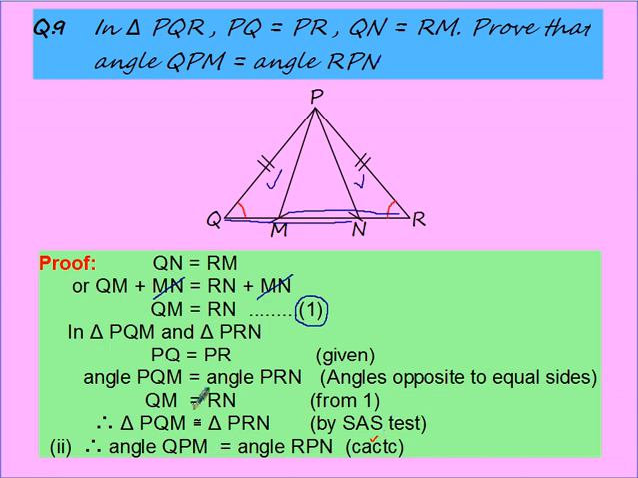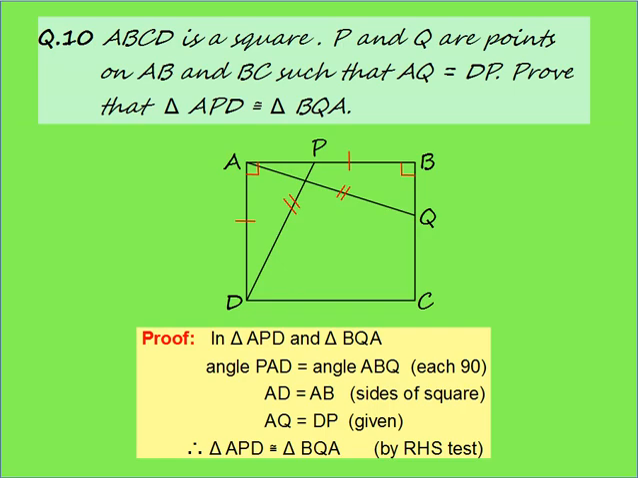Hence angle QPM is equal to angle RPN. So these two angles are equal. I am marking it now because I have proved them by corresponding angles of congruent triangles. Please don't write the short form. Now you will ask, sir, why are you not writing it? Because I wrote it once and I am just asking you again and again. Go to this question.